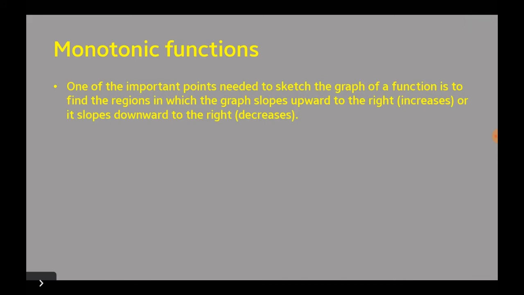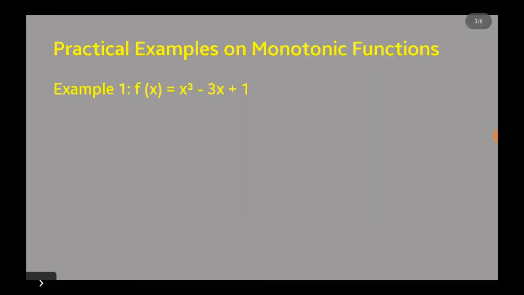Monotonic functions. One of the important points needed to sketch the graph of a function is to find the regions in which the graph slopes upward to the right, increases, or slopes downward to the right, decreases. You can check here what we have identified. Here are practical examples on monotonic functions.